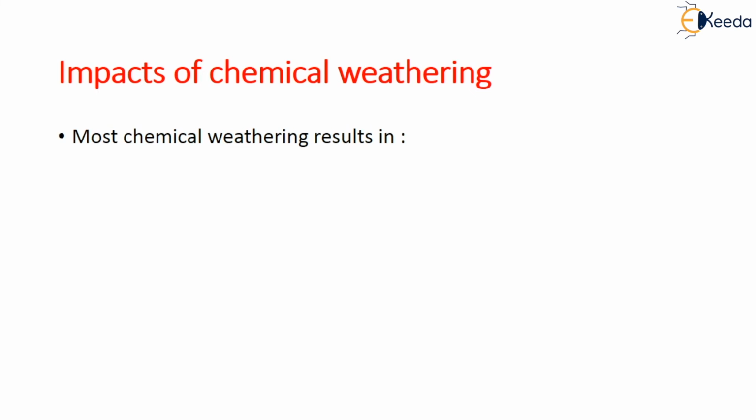Coming to the impacts of chemical weathering, most chemical weathering results in an increase in bulk with resulting strains and stresses within the rock. I already told you there will be an increase in bulk. There is additional material formed which will decrease the strength of the parent material, with resulting strains and stresses within the rocks.